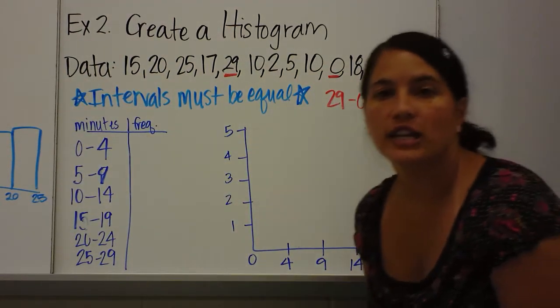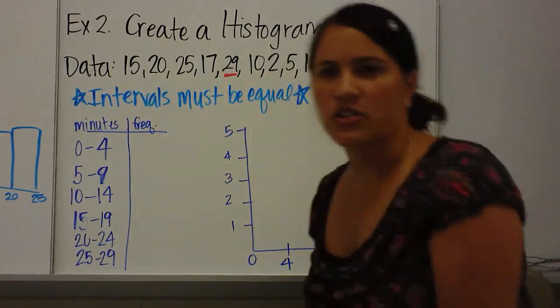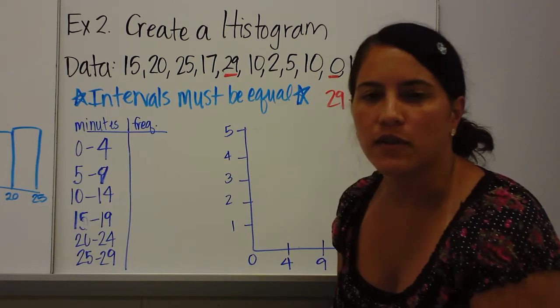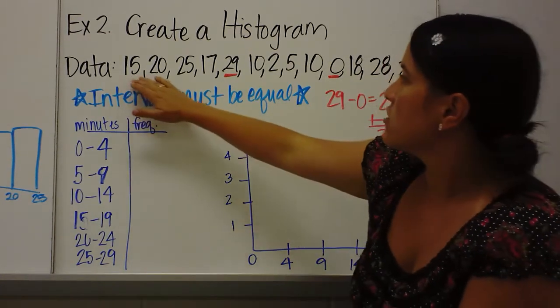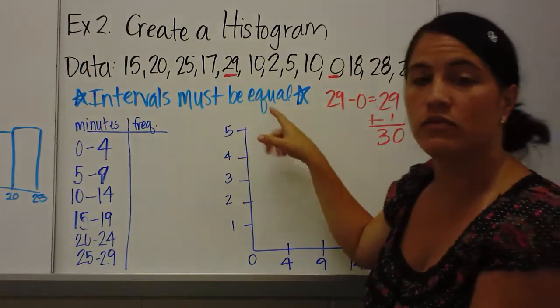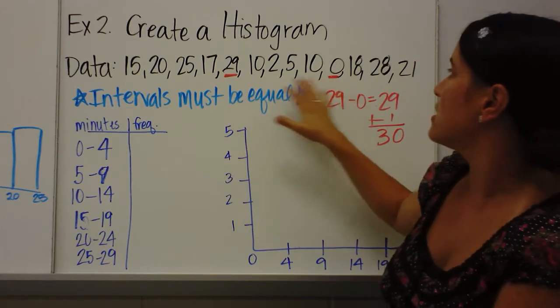All right, so it says create a histogram, and I've given you data. I think I took this for the number of minutes that people are on Instagram. So you have the data, and as you see, intervals must be equal. Your intervals must be equal. So I've underlined the highest and lowest, 0 and 29.